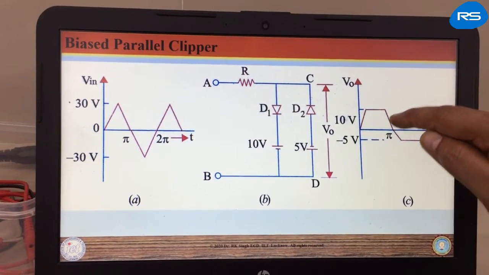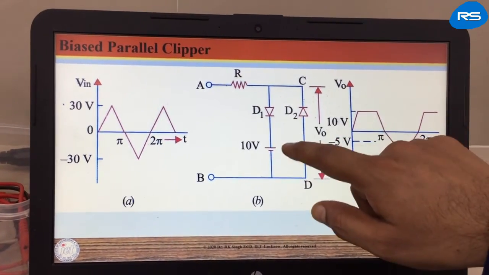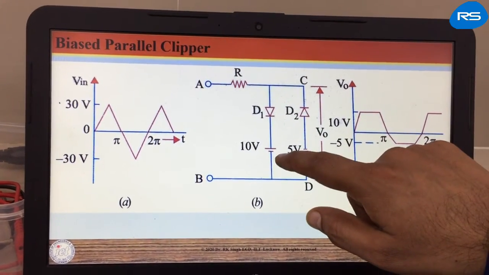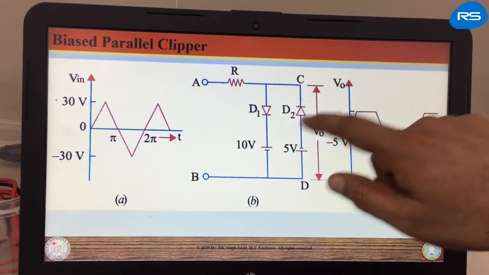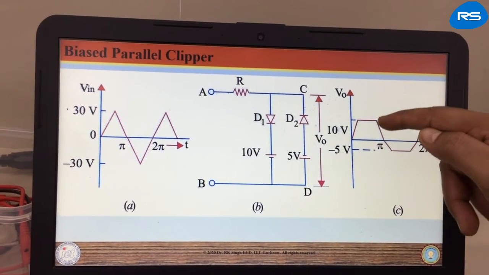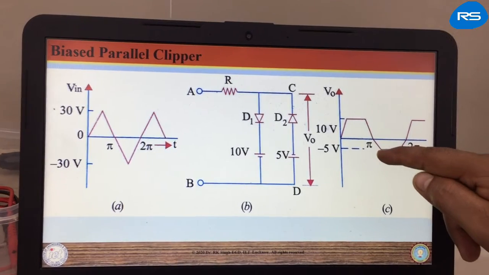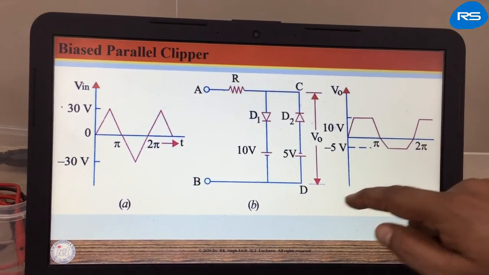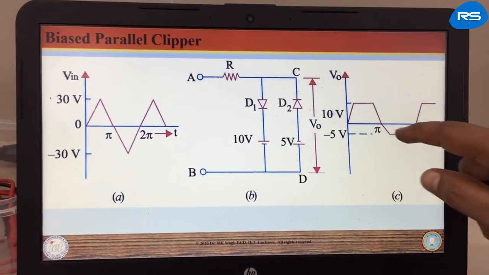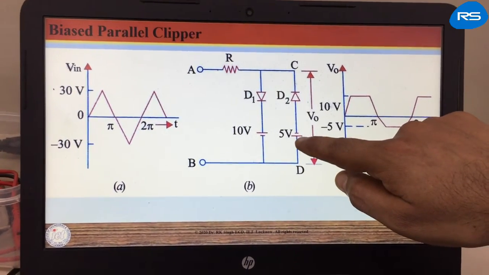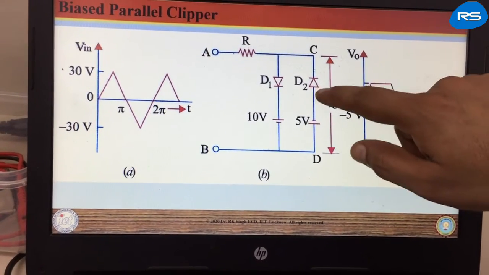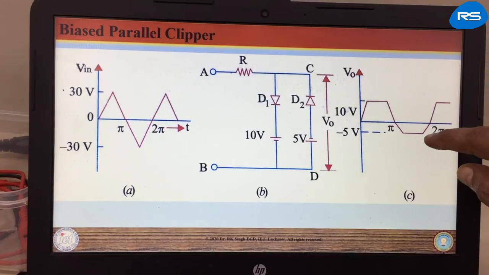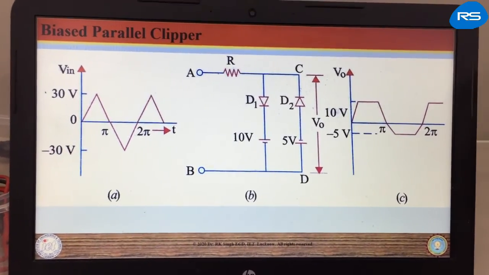Further, as the input signal goes down from the level of 10 volt, we get a replica of the input signal down to -5 volt. Further, if the input signal goes much lower than this bias voltage of 5 volt, diode D2 conducts and we get a constant 5 volt output. Again, the things are repeated.